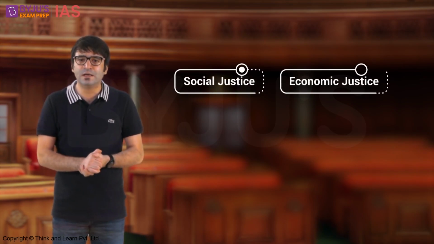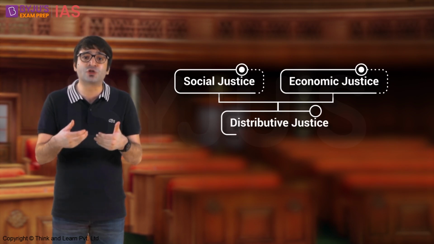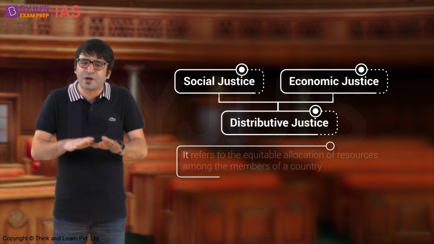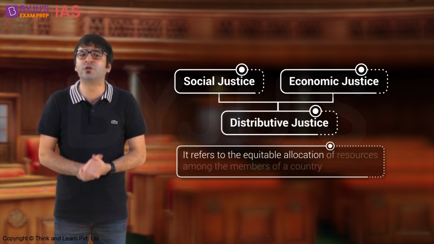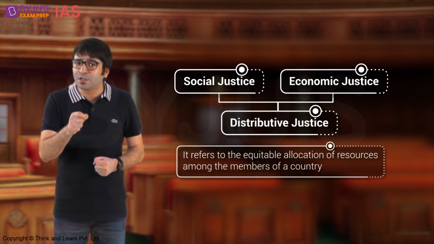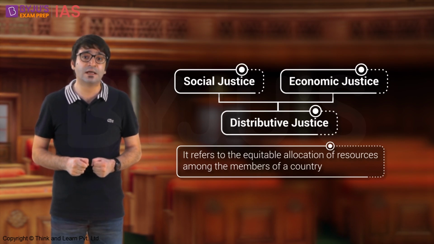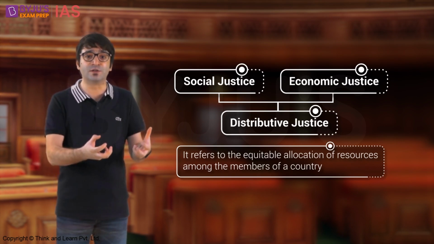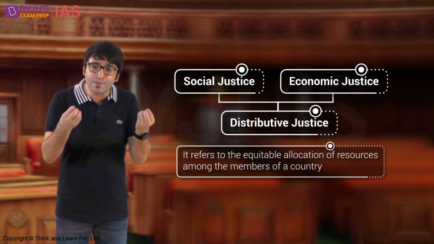The notions of social and economic justice are collectively called distributive justice. It refers to the equitable allocation of resources among the members of a country. The principles of distributive justice tell us how these benefits and burdens ought to be shared among the members of a country.